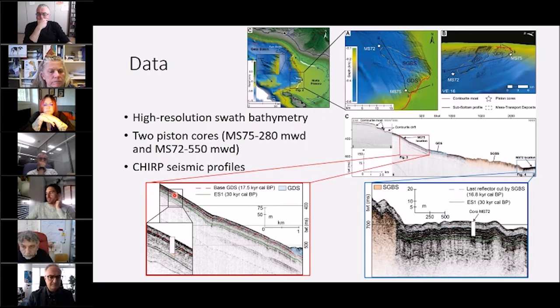In this work we also put a date, thanks to an age model that I will present afterwards, on a reflector which seems to be at the base of the Gela slide, at around 17.5 kiloyears before present, and on another reflector, the last one cut by the South Gela Basin slide, around 16.8 kiloyears before present.